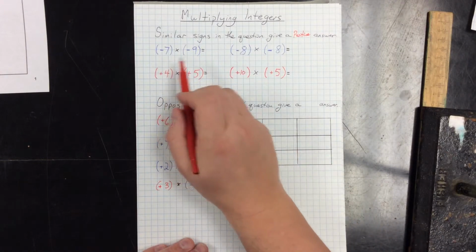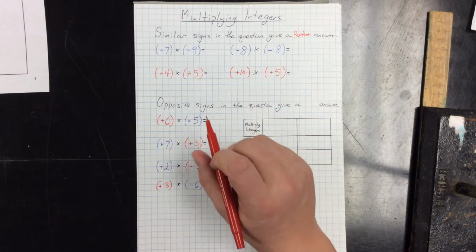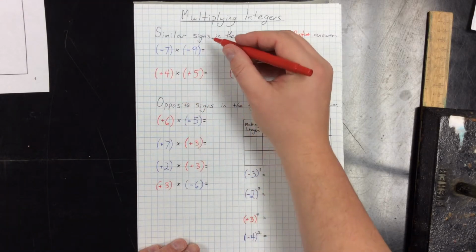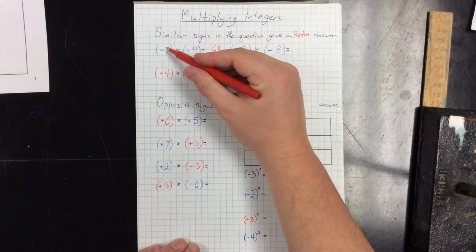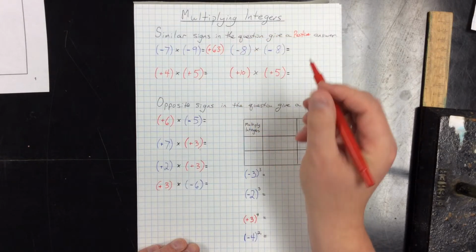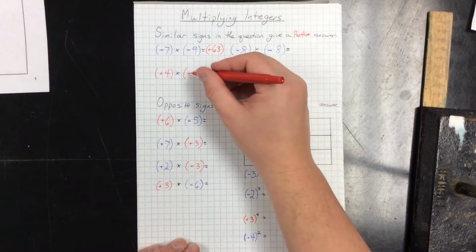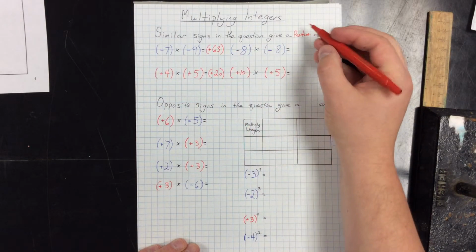So it doesn't matter the order or which integer looks larger or farther to the right, farther to the left. It doesn't matter any of that. We just need to think 7 times 9 is 63. And my signs are the same, negative and negative, so my answer is a positive, positive 63. 4 times 5 is 20. Signs are the same, 2 positives, so my answer is positive.